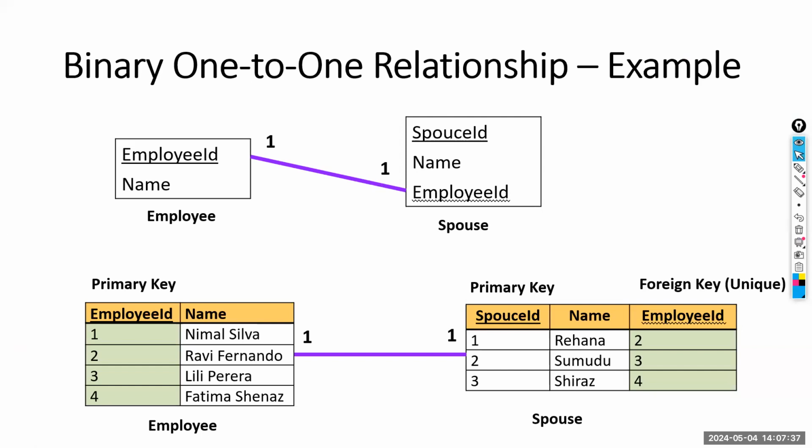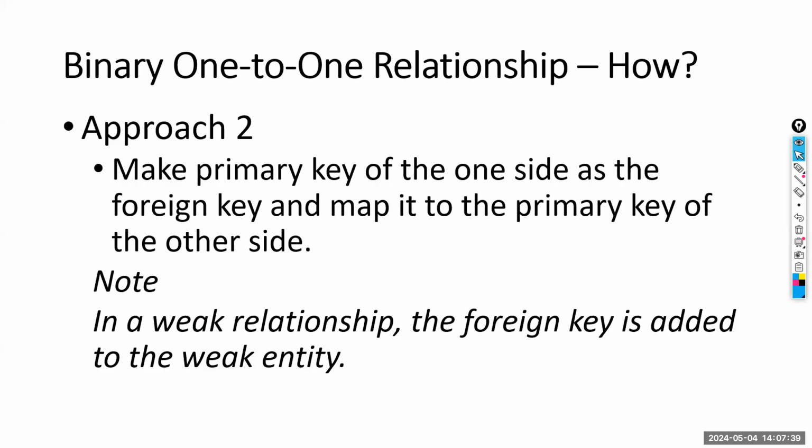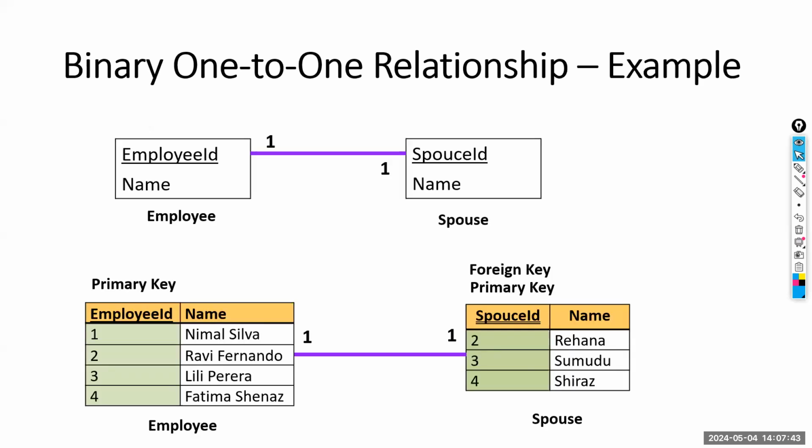Right. So now let's finally look at how to model ternary relationship. Ternary relationship. So that is a relationship between three entities. So when you do your final project, sometimes you encounter ternary relationship.